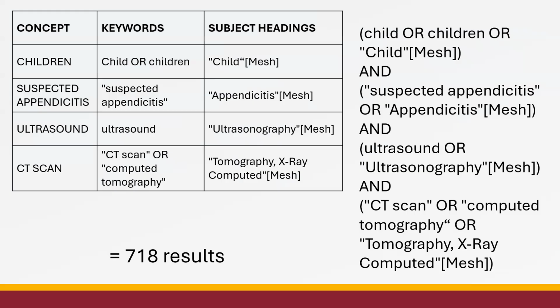Oh, whoops, I hit the thing for it. Anyway, so now you can see, that was going to be a surprise. How much do we get extra with the added mesh terms? And it's 718. So that's a big jump from 188. I have my theories as to why. It's probably the appendicitis mesh term that's boosting us up, because suspected appendicitis is maybe a little bit more narrow, but I have not actually tested that. Just a hunch. And so now we have a nice, good chunk of results, an even bigger chunk.